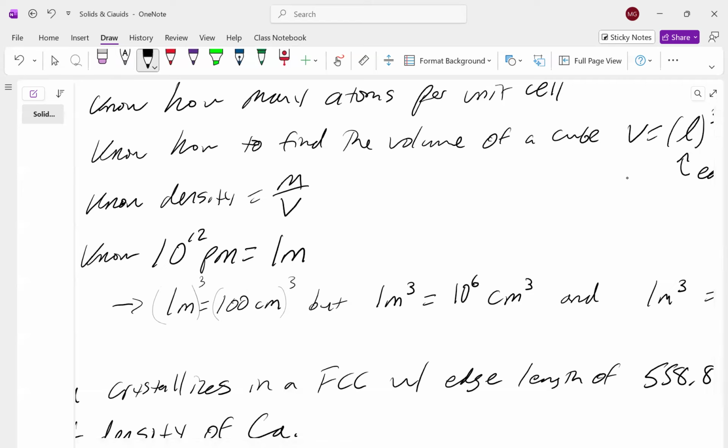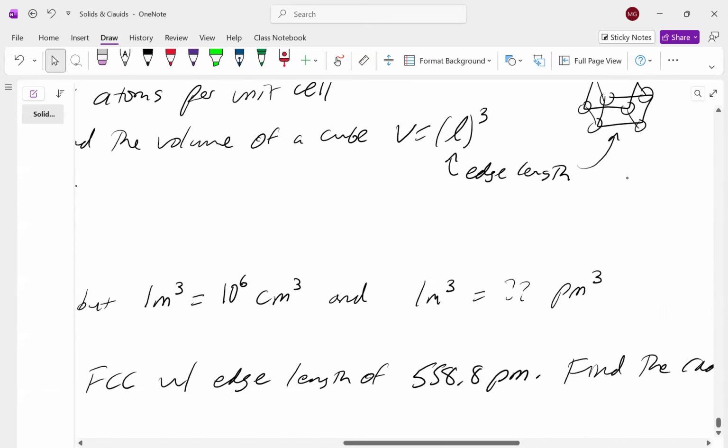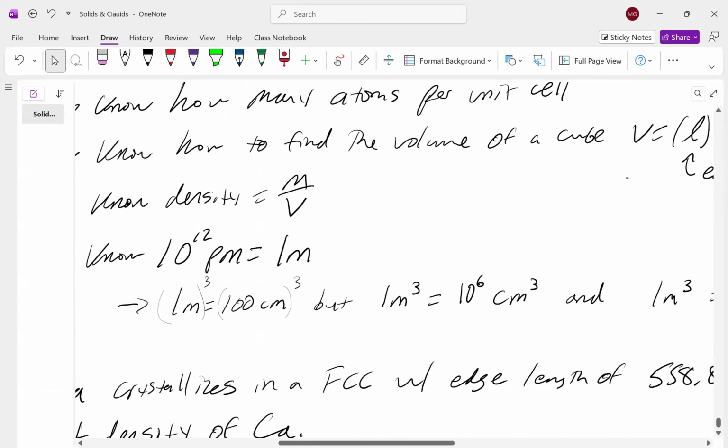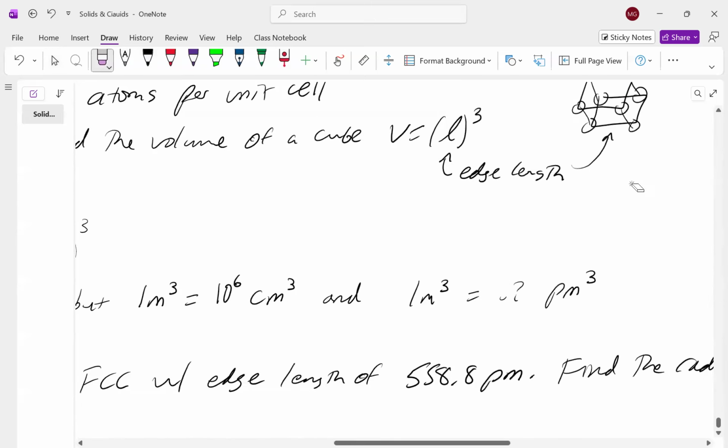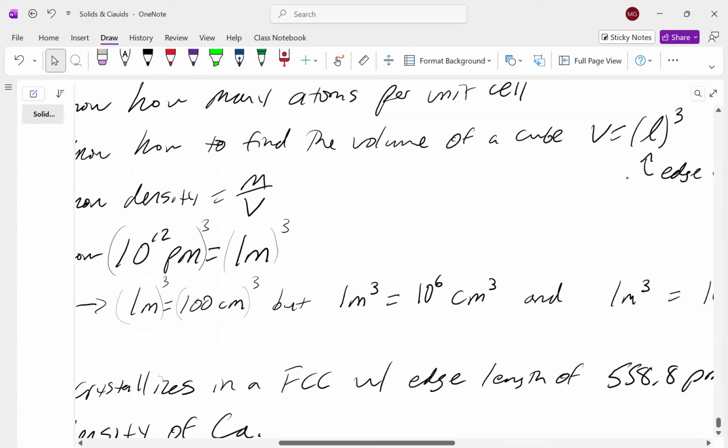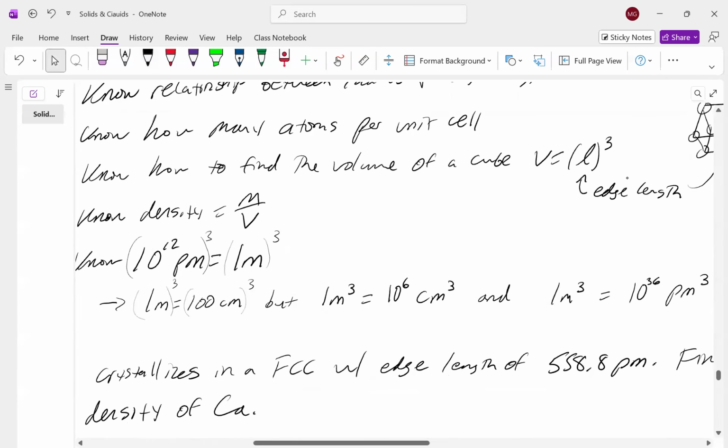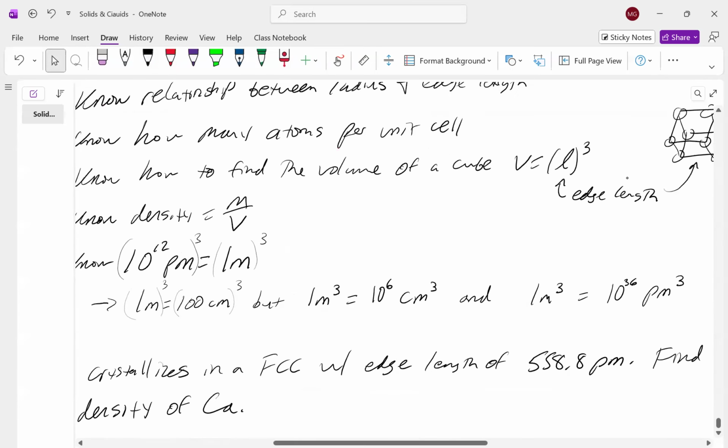And on that same note, what if I want to convert cubic meters to cubic picometers? Well, if I go back to this conversion factor here, if I want a cubic meter, I need to raise this to the power of 3 as well. And so 1 cubic meter is 10 to the 36th cubic picometers. So either commit those to memory or just know how to go from a non-cubed measurement to a cubed measurement. That's up to you how you want to do that, but it's probably just easiest to memorize that.